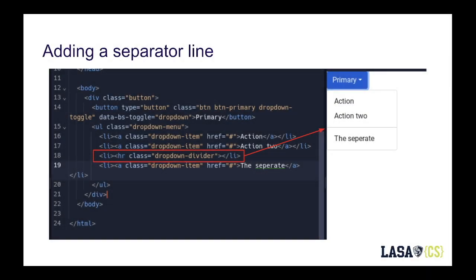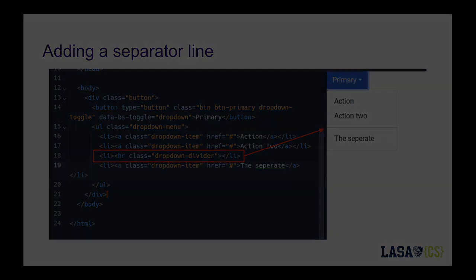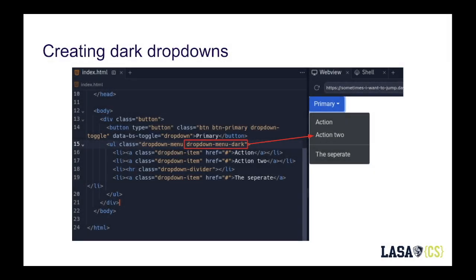Okay, so here's some cool stuff you can do with dropdowns in Bootstrap. One is you can add a separator line in the menu. This is done by creating a list element with an hr and giving it the class dropdown-divider. And if you look on the right, you'll see that the options are separated by a pretty clear line. Another cool thing you can do is make the menu dark. You just add dropdown-menu-dark in the list class, in the list element.